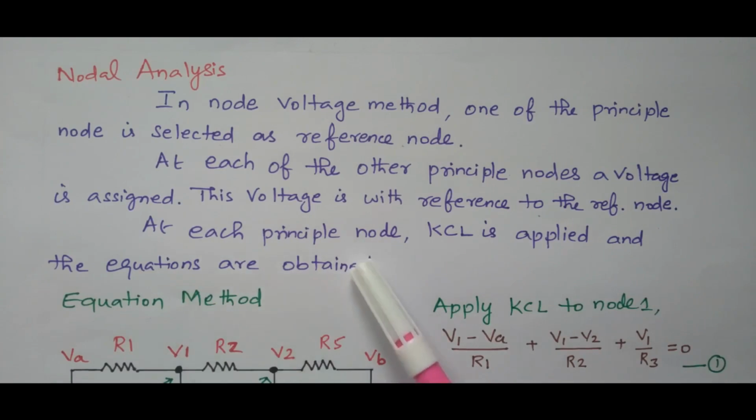At each principal node, KCL is applied and the equations are obtained. We can apply Kirchhoff's current law at each node and frame the equations. By solving the equations, we can find the node voltages. There are two methods available, the equation method and the matrix method. First we will see the equation method, by framing the equations.